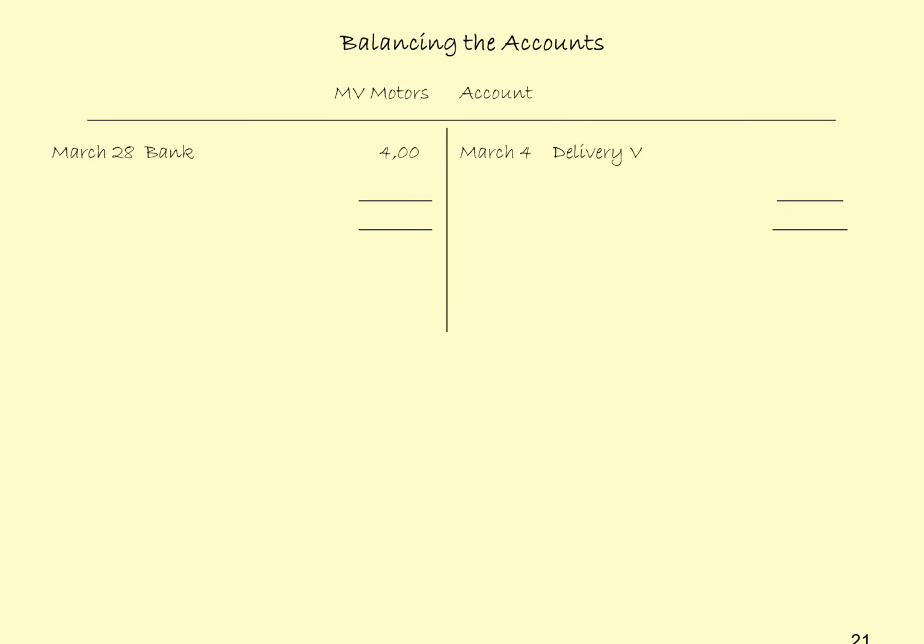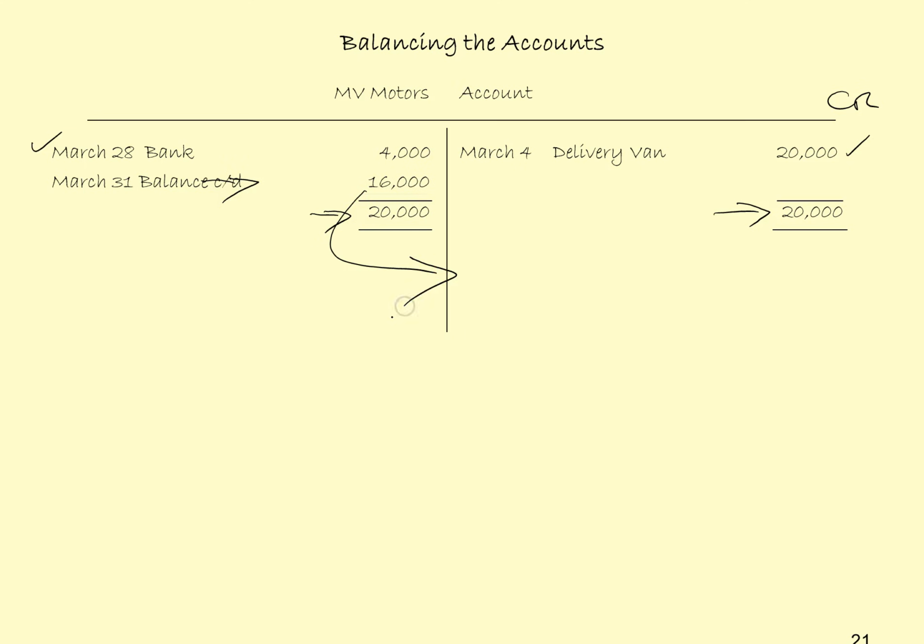Next account I'd have is MV Motors. Now MV Motors are also creditors. We owed 20,000 from the 4th of March, and on the 28th of March 4,000 was paid. The biggest side is the credit side, so therefore we put 20,000 in here and 20,000 in here. Just pop those figures in, and then we get the balancing figure for here, which will be 16,000. So March the 31st balance carried down 16,000, and then this figure will be brought down to the other side. April the 1st balance brought down 16,000.